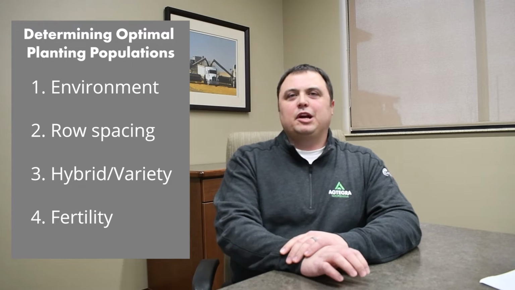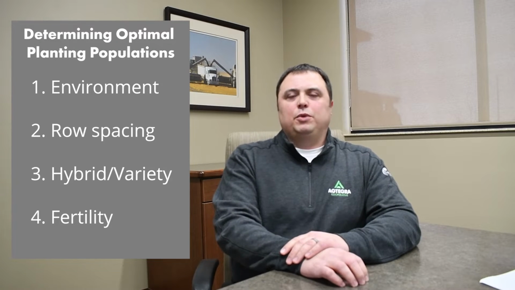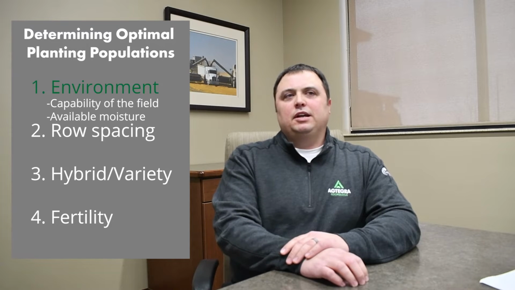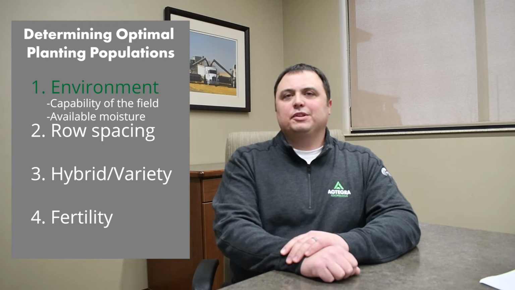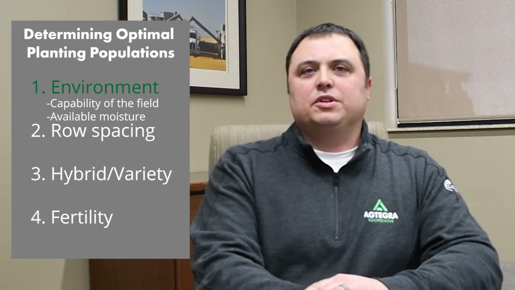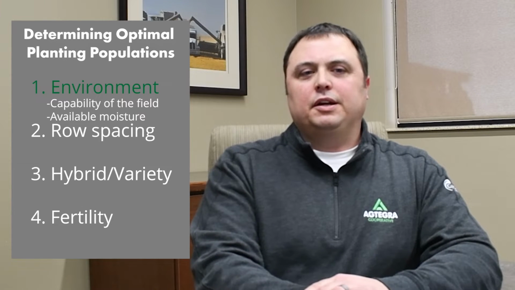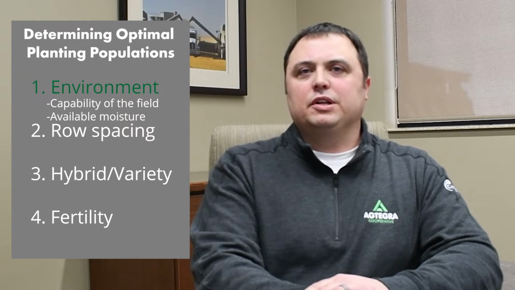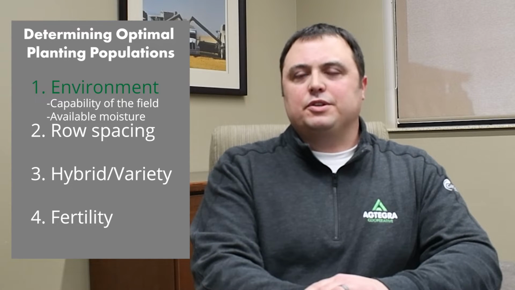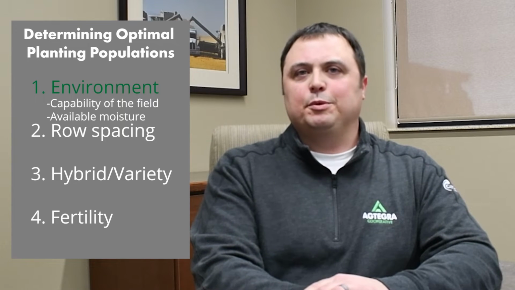So how do you determine the right population? There's multiple factors to consider when trying to determine what the optimal population is, and a few of those factors would include the environment that you're planting into, things like the capability of the ground that you're planting on, what is the yield potential of that field. You might also want to consider what the available moisture looks like. On a year where we've had ample moisture and we're going into spring with good ground moisture, we may have a higher yield environment we're looking at, versus a year where it's been drier and drought's a concern. Those will affect what the optimum population looks like.